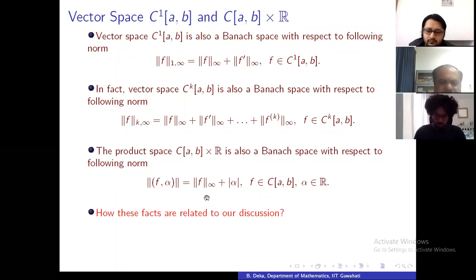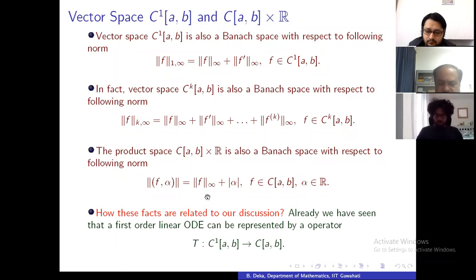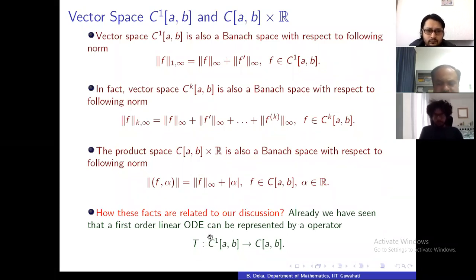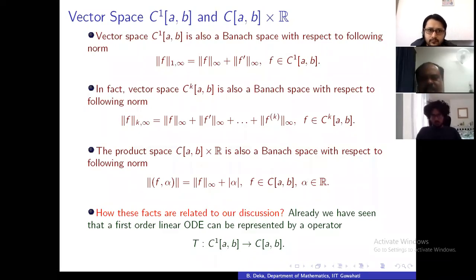Now how is this related to our discussion? That is the natural question: why have we moved from the differential equation to functional analysis? Because, as you have already seen, a linear ordinary differential equation is nothing but a linear operator from C^1[a,b] to C[a,b]. That means you have already represented your differential equation by an operator that you have denoted by T, and then you are discussing the distance in C^1[a,b] and other things. C^1[a,b] we have already discussed is a Banach space. So now when you are discussing your ordinary differential equation, this leads to a linear operator between one Banach space C^1[a,b] and C[a,b].